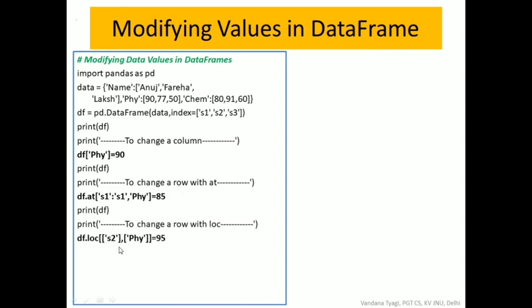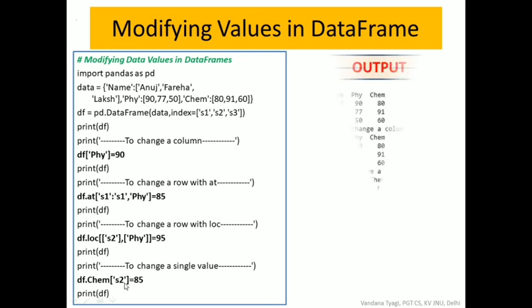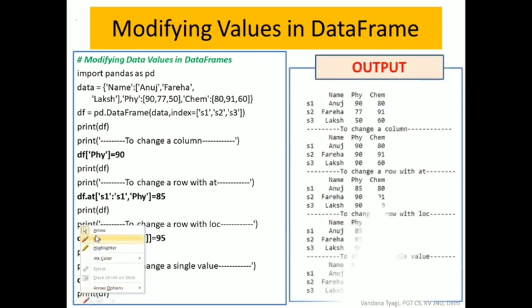Now changing rows with loc. Similarly for the loc function, in at we have to specify this slicing, but in loc we are writing it inside the list. So for student 2 we are changing physics marks to 95 with the help of the loc function. For changing a single value, you simply write df dot column name and that row index. So with the column label and index value specified, for student 2 the chemistry marks are changed to 85. Let's see what answers we are getting over here.